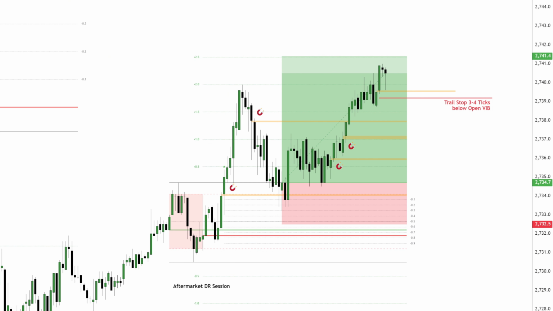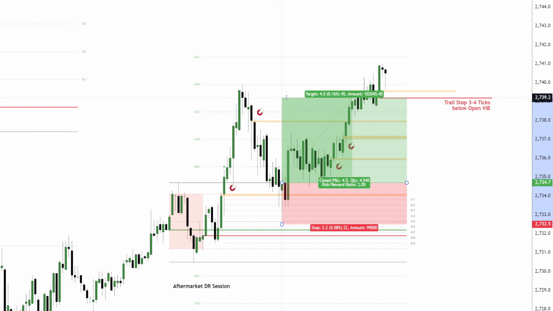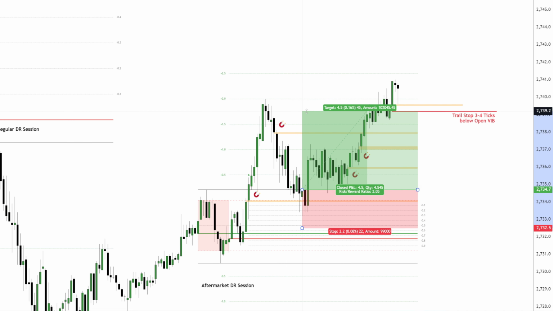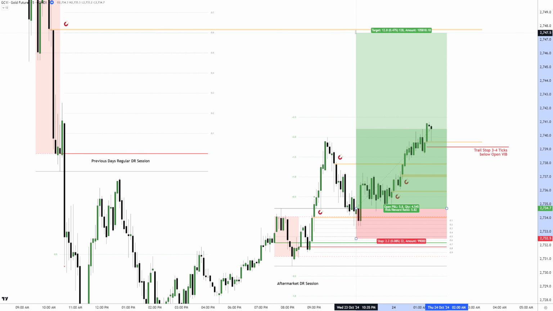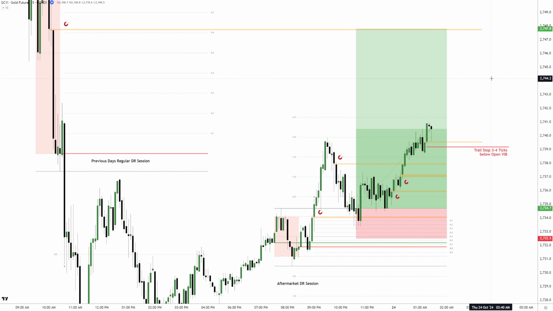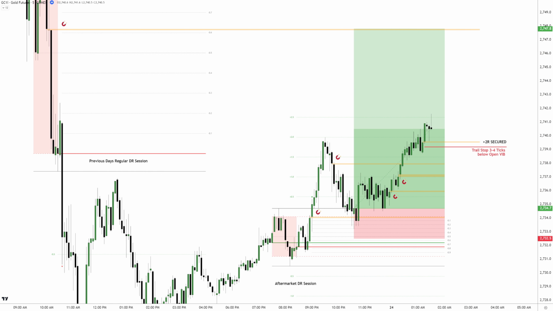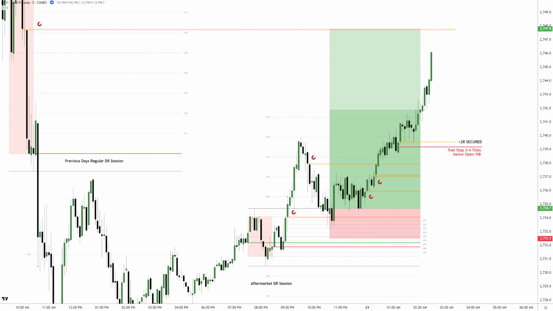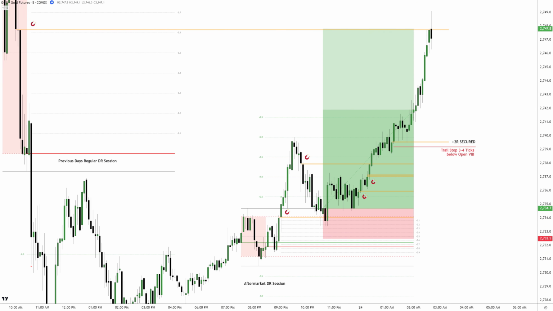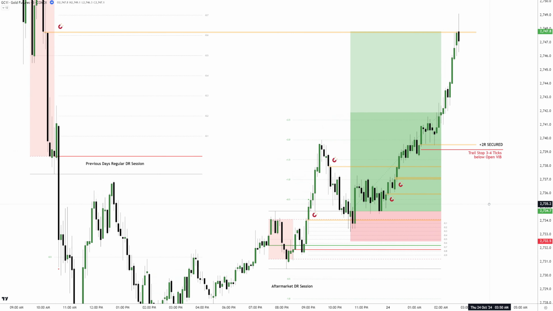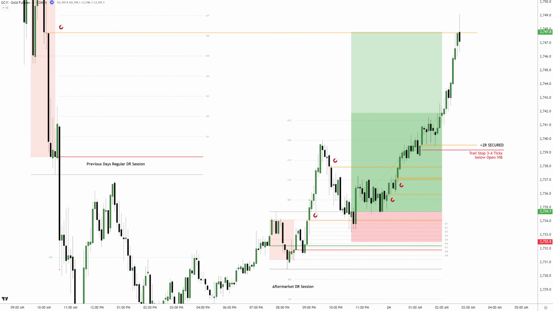Here's a thought. Consider risking only getting 2R instead of 3R by targeting a higher open WIB from the previous day's regular DR session. It's up to each trader, but look at the potential it has in this case. And if you get stopped out, you still would have gained 2R. What a beautiful example of maximizing profits with strong confluences. The trade heads towards the open WIB from the previous day's session, potentially delivering up to 6R.